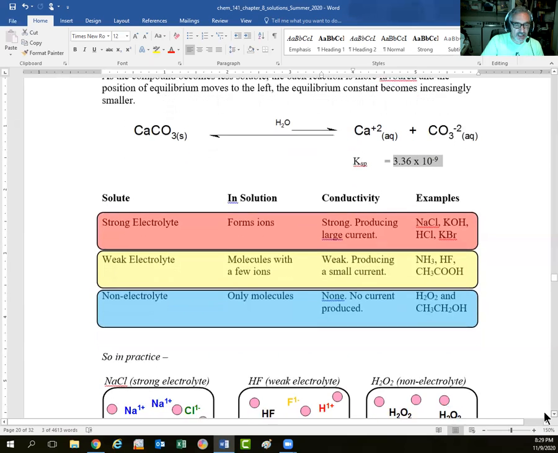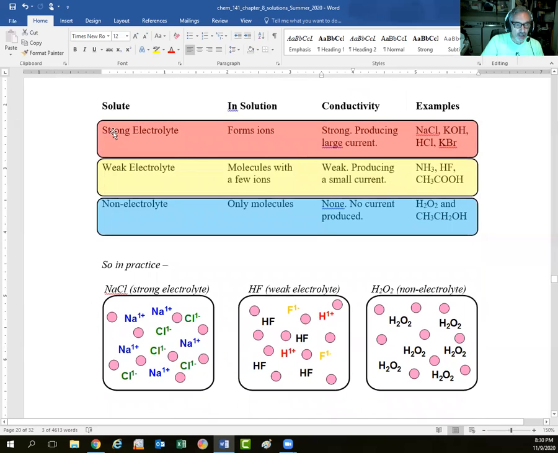So looking at some firm examples, strong electrolytes, these tend to be ionic compounds, so things like sodium chloride, potassium hydroxide, molecular acids like hydrochloric acid, which is one of the covalent exceptions, and potassium bromide. Weak electrolytes, as we said, hydrogen fluoride and acetic acid. Also ammonia, NH3, fits into this bracket as well. And then non-electrolytes, almost any covalent molecule that you can think about, be it hydrogen peroxide or ethanol. No metals, covalent, and quite likely a non-electrolyte.